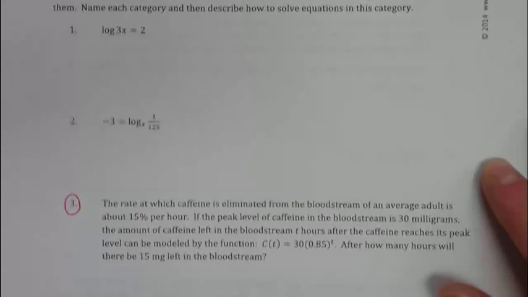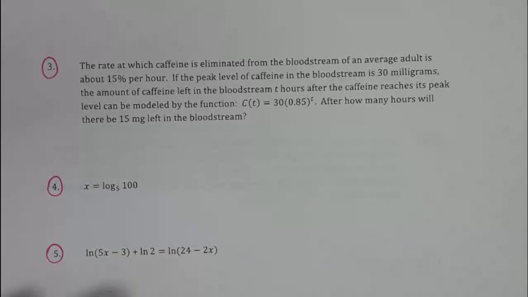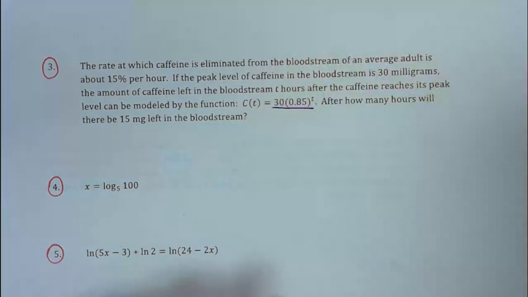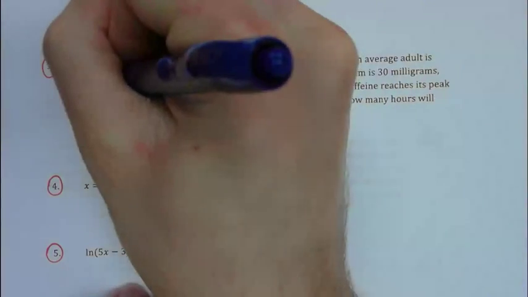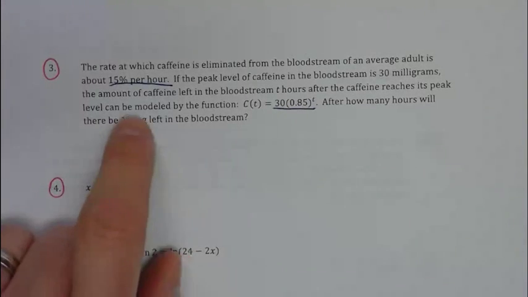So that is going to be problem number 3 that we see in front of us here. It's a word problem, and this is going to be exponential growth. So we have an equation 30 times 0.85 to the power of t, because this is going to be exponential decay by about 15% per hour. So that's telling us that our t is in hours, and we're trying to see how many hours are going to have gone by the time we have 15 milligrams of the caffeine in our system.